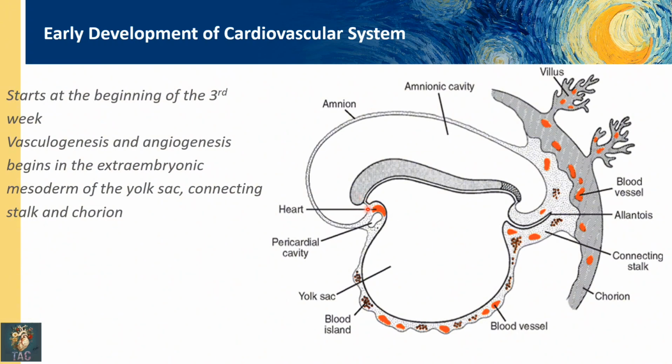Later on, a few days later, it also starts to develop in the area of the heart as well. So embryonic blood vessels begin to develop 2 days later from these.